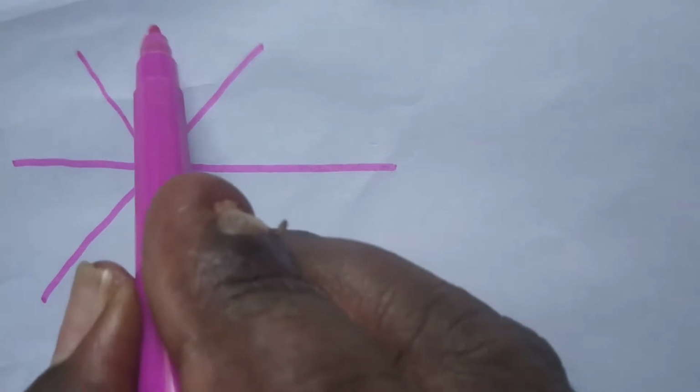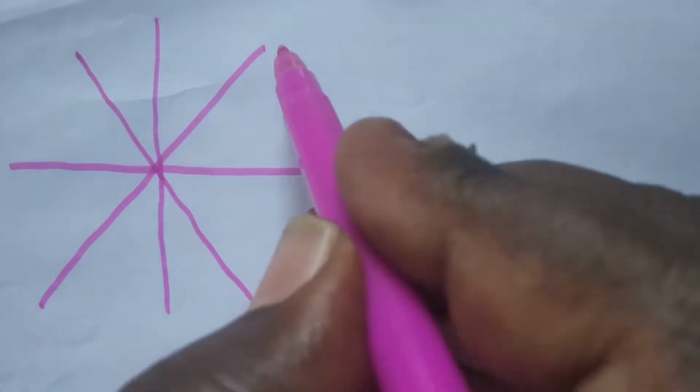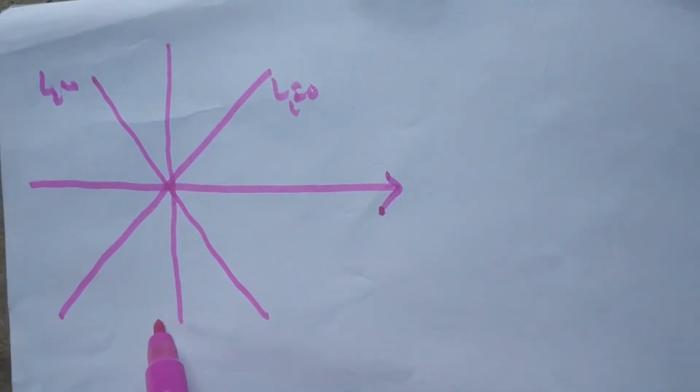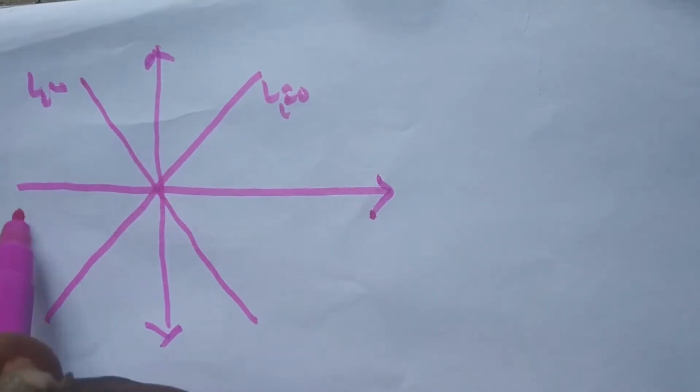Two lines are given to you. Their angular bisectors are also given to you. So this is L1 equal to 0. This is L2 equal to 0. This is one of the bisectors. This is the second bisector, angular bisector.